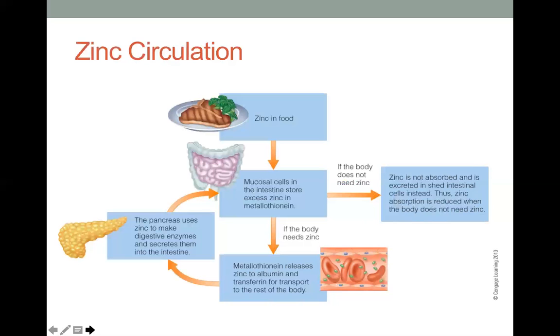If we do need it, then metallothionein is going to release zinc to albumin, which is a protein made by the liver, and transferrin, and it can be transferred to the rest of the body. The pancreas uses zinc to make digestive enzymes. In this way, zinc can be recycled, because when we eat, those digestive enzymes made by the pancreas travel back to the intestine and can be reabsorbed and packaged in metallothionein. If we need them, we can release them, and if we don't need them, we can excrete them.